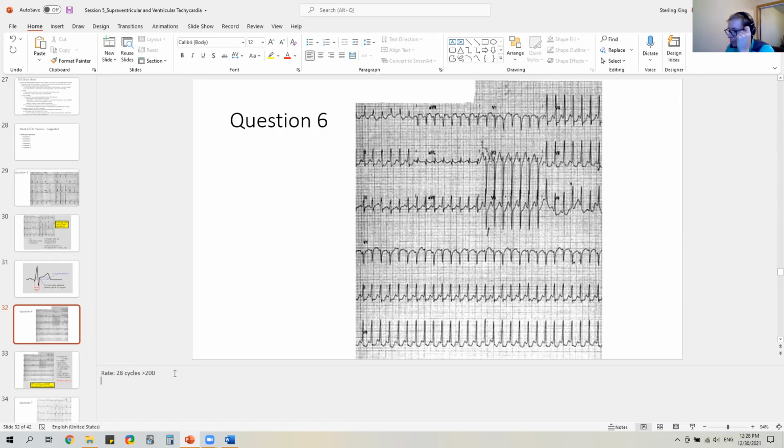So if it's way over 200, we're not thinking SA node anymore, because that's just way too rapid. So that's probably some kind of tract spinning around in the AV node. Axis: up, so normal axis. Rhythm: fast, obviously.